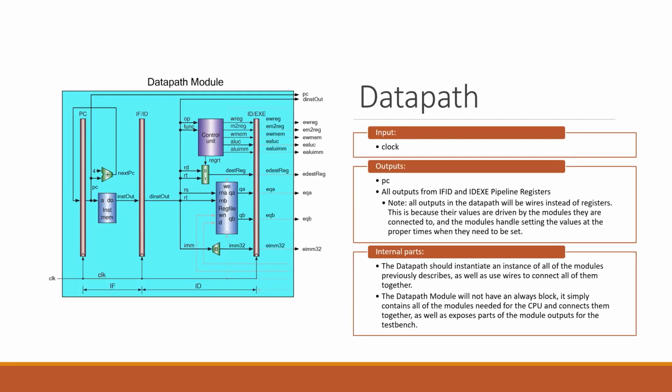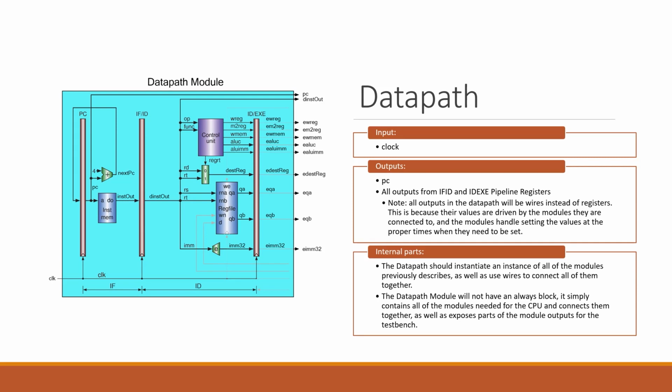Our final design module for our Lab 3 will be our data path module. This data path will take the input of the clock, and it'll have the outputs of the program counter and all of the outputs from the IFID and the IDEXE pipeline registers. Note that all of the outputs in the data path will be wires instead of registers. This is because all of their values are driven by the modules that they are connected to, as the modules handle setting the values at the proper times when they need to be set.